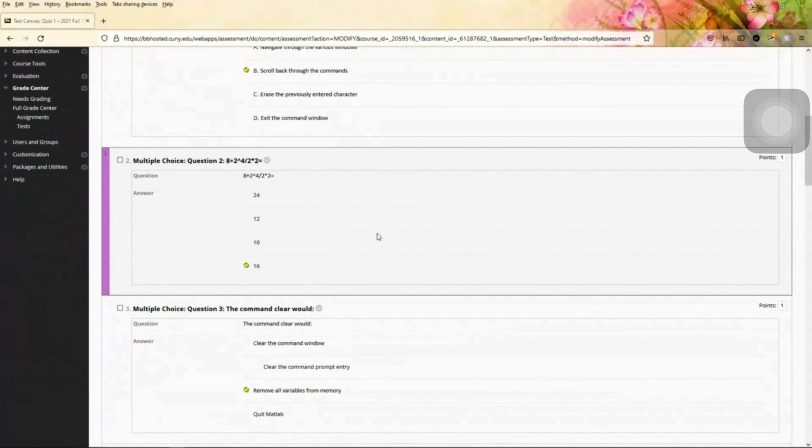Now, this one here, obviously, 2 to the power 4 has to be evaluated first, because power is ahead of all the other operations except the parentheses, of course. So that means 2 to the power 4 is 16. And then, because division and multiplication have equal priority, 16 divided by 2, that's 8. And 8 times 2, that's 16. 16 plus 8, that's 24. So the answer should have been 24, right?